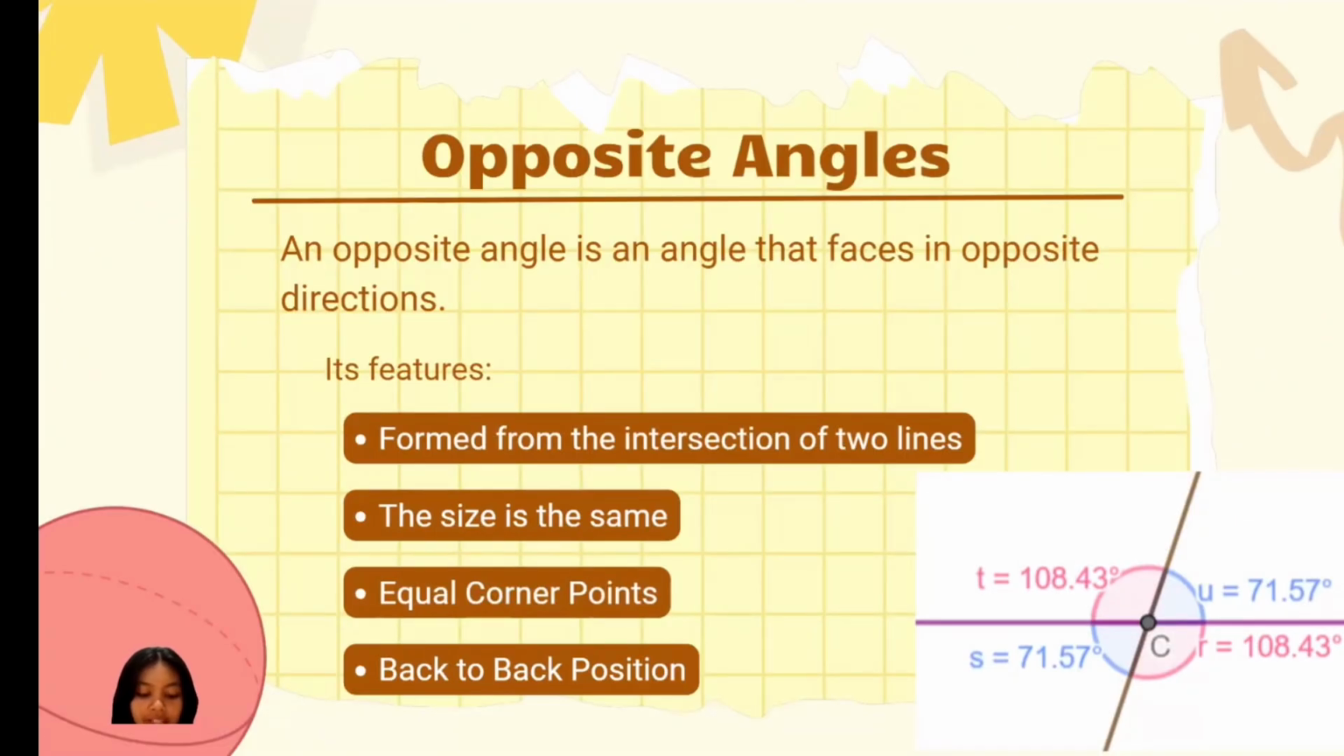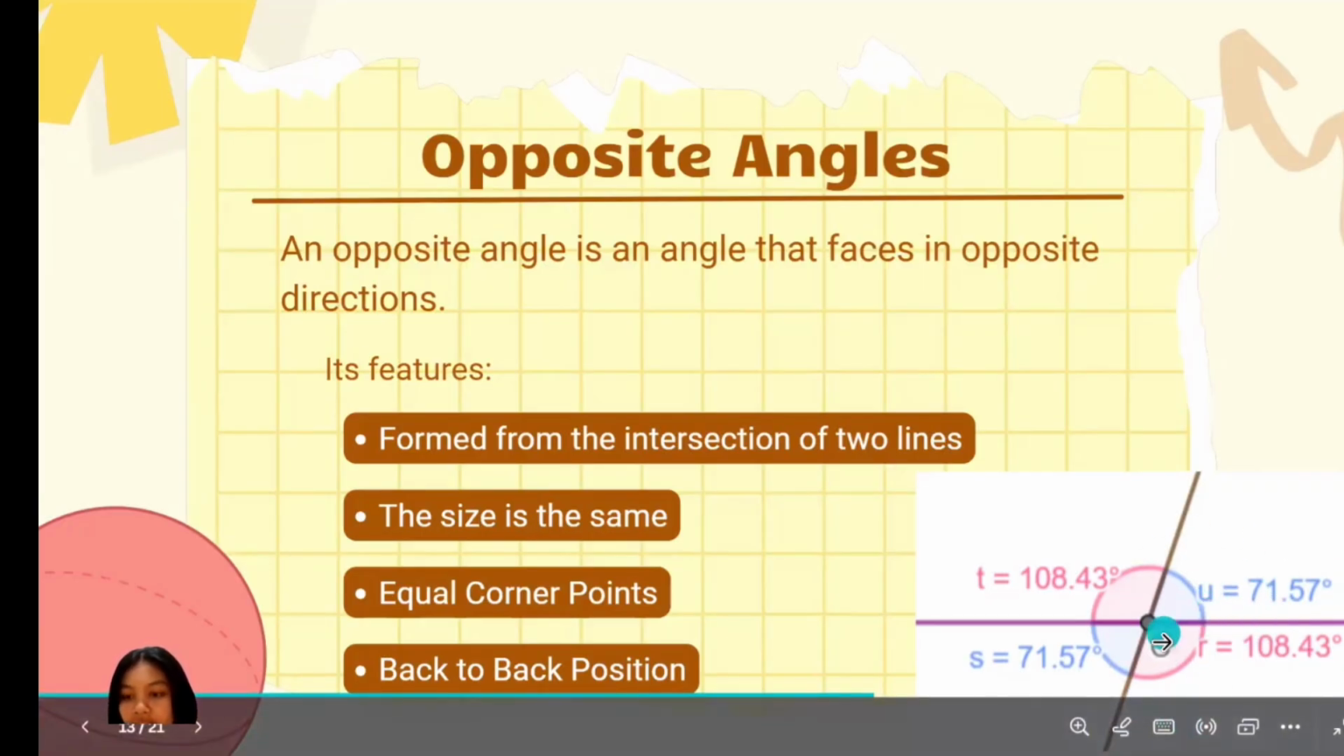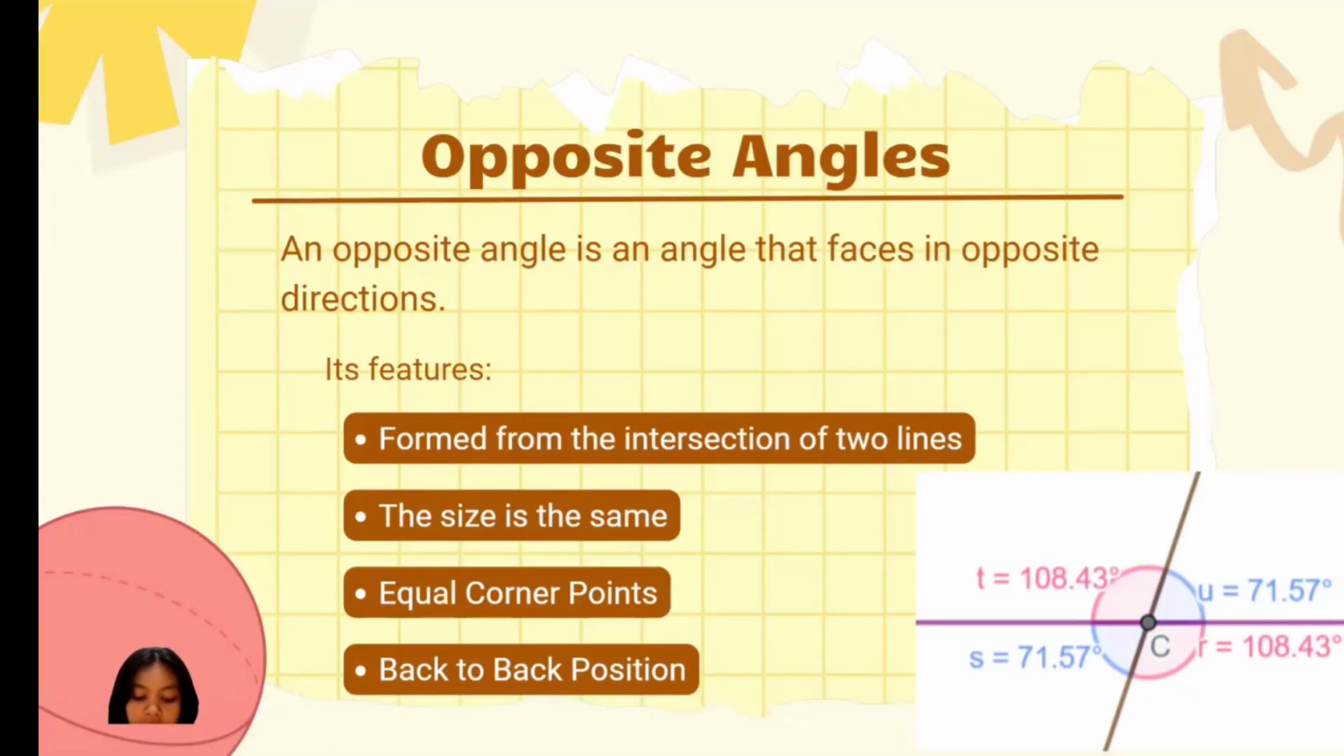Next, there are the opposite angles. Opposite angles are the angles directly opposite each other where two lines cross. The intersection point is called the vertex, which is where the lines connect to form the angles. So the vertex in this figure is point C. Opposite angles are also called vertical angles.